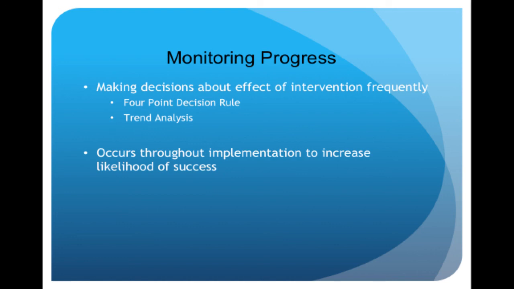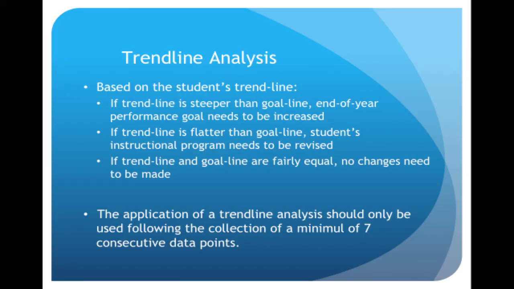So there are two strategies of visual analysis that are commonly used and are research-based that are predictive in their ability. These are the 4-point decision-making rule and trendline analysis. Both strategies require visual analysis of progress data. Decision rules can be used two ways. These decision rules are based on the student's trend line.